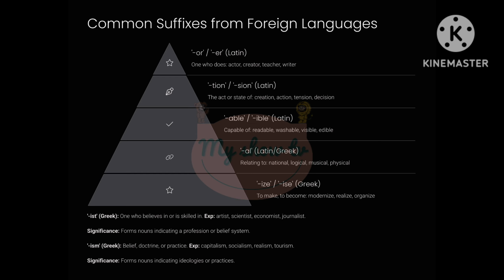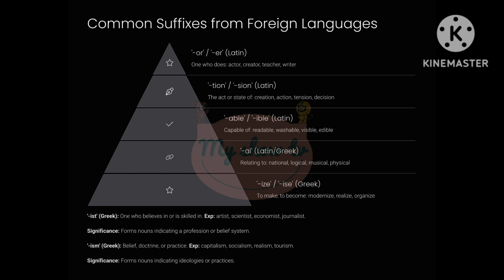Slide 4. Common suffixes from foreign languages. Now, let's turn our attention to suffixes, word parts added to the end of words, often derived from Latin and Greek. 1. -or and -a. Primarily Latin, both commonly mean one who does or a person associated with an action. These suffixes often form nouns indicating a profession or role.